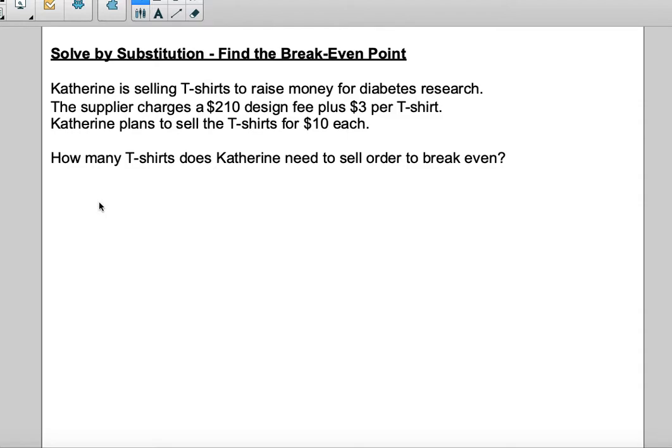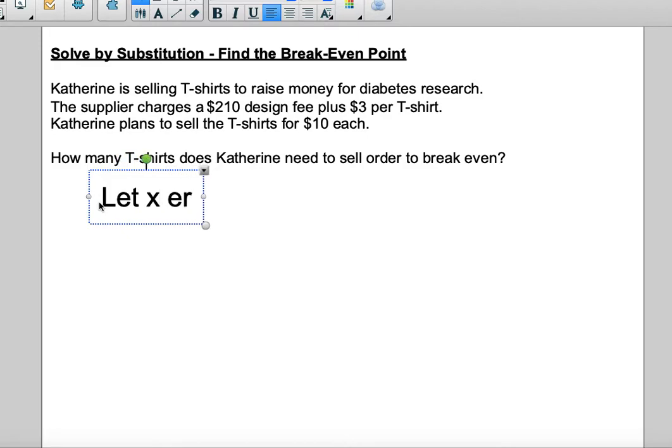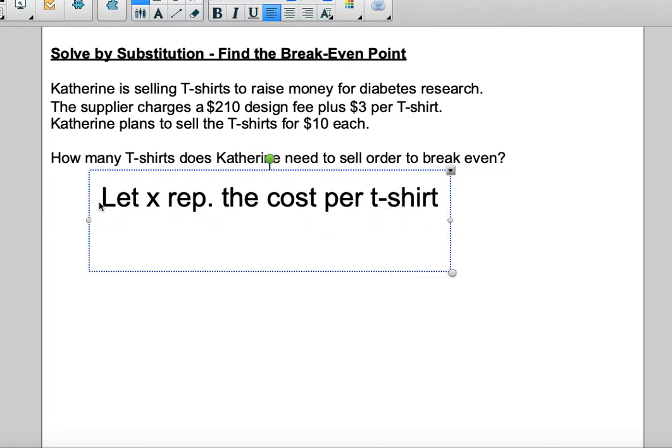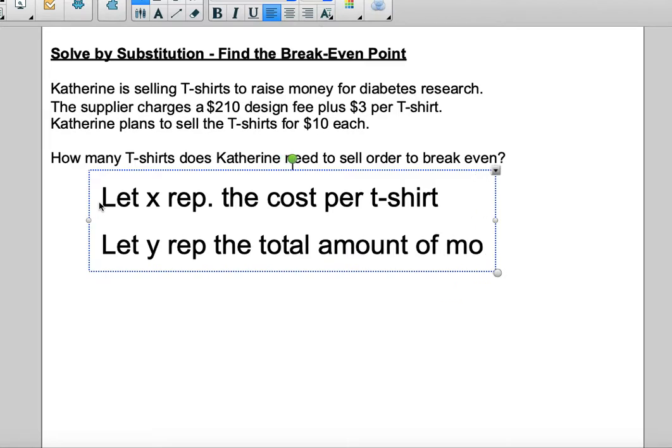The first thing we need to do is define our variables. So let x represent the cost per t-shirt, and let y represent the total amount of money.